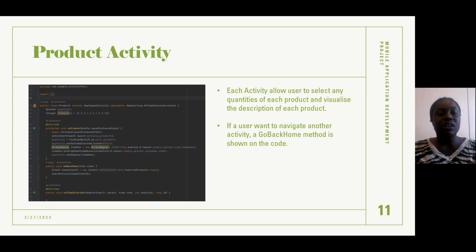Product activity. An example is shown on the presentation. It allows the user to select any quantity of each product and visualize the description of each product. For example, if a user wants to navigate to another activity, it shows go back home within the go back method.